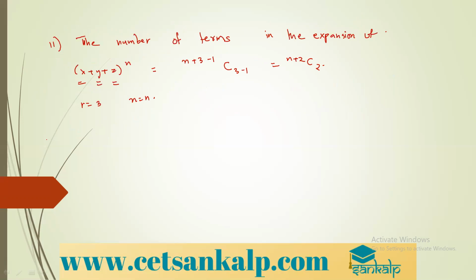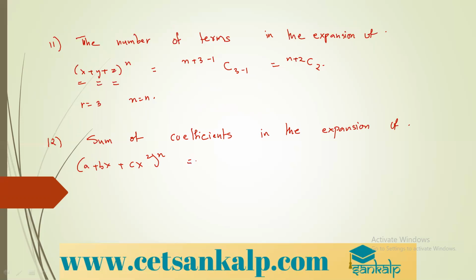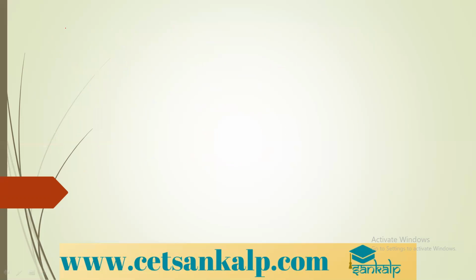Similarly, we have another formula, 12. If you want to find the sum of coefficients in the expansion of something like (a + bx + cx square) whole power n, then you can use the short formula that will be (a + b + c) whole power n. This you have learnt in PU also.